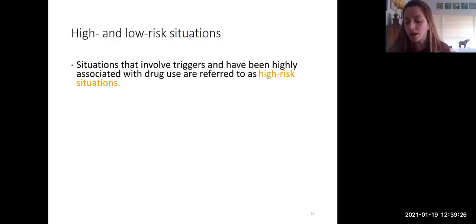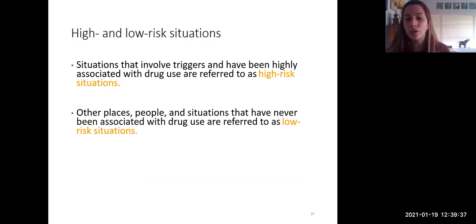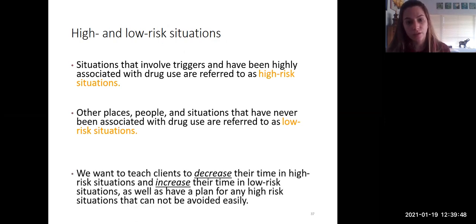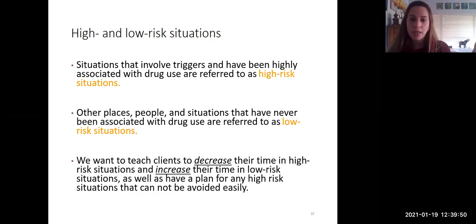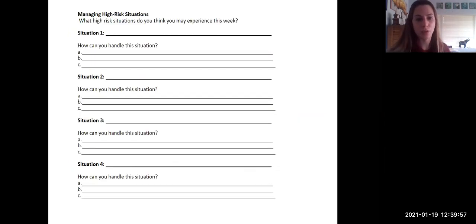So firstly, we have to have a conversation with them about high and low risk situations. Once you've identified what those triggers are, then they can clearly identify that a high risk situation is one where they're going to be very triggered and most likely to use. And a low risk situation is where they're around people, places, and things that they're likely to not be triggered by, with a very low likelihood of using. So we want them to begin to shift the balance from spending most of their time in high-risk situations to most of their time in low-risk situations.